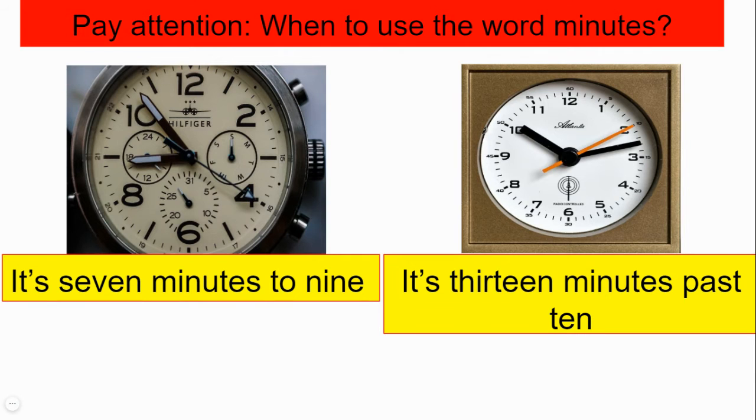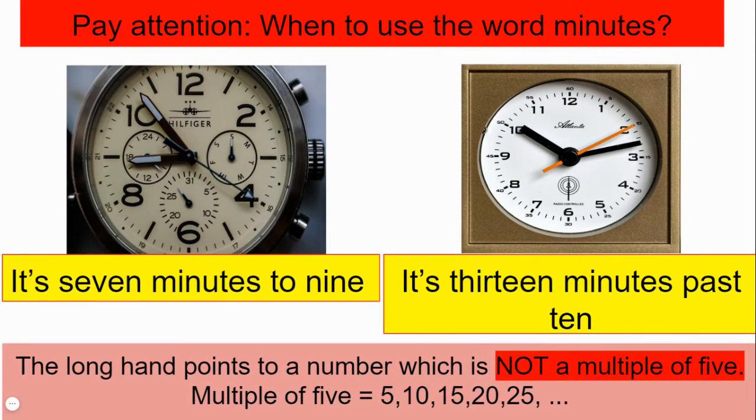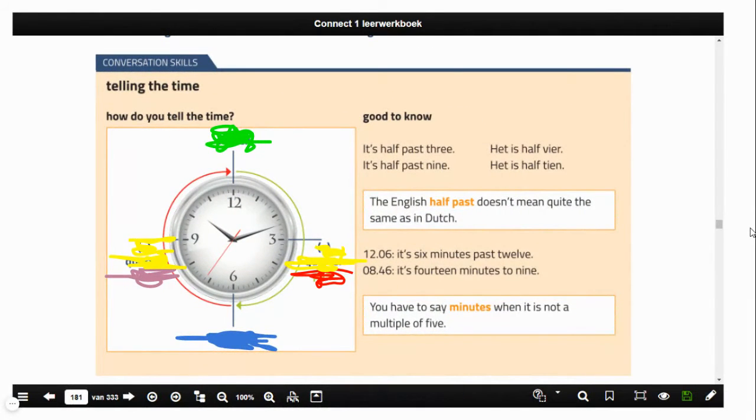So when do we use the word minutes? When the long hand points to a number which is not a multiple of 5. Dus geen veelvoud van 5. Het hoort niet tot de tafel van 5. So we're talking about numbers 1, 2, 3, 4, 6, 7, 8, 9, 11, 12, 13, 14, and so on. On page 180 in your workbook, you can find a summary about telling the time.